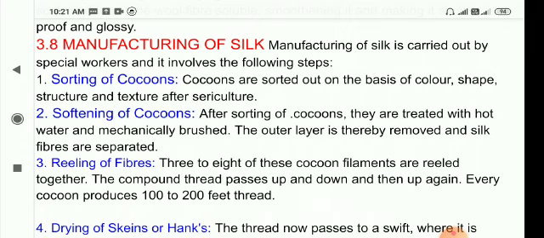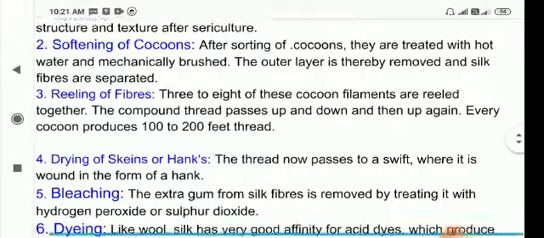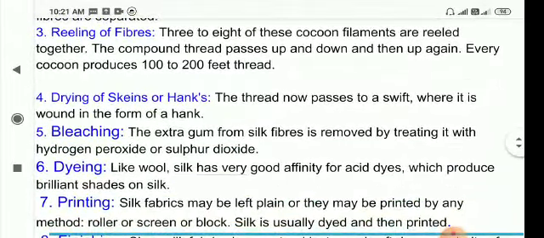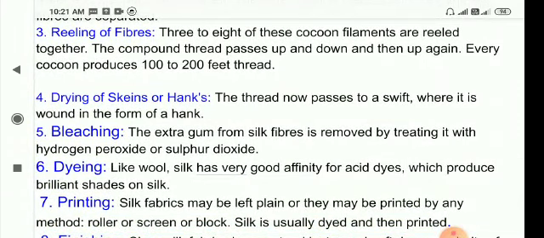And this brushing is used to separate out the outer layer of the cocoon. Next, after this, the third step is reeling of fibers. Reel means wound on something cylindrical. You might have heard of a thread reel.